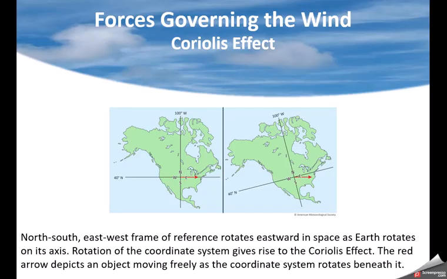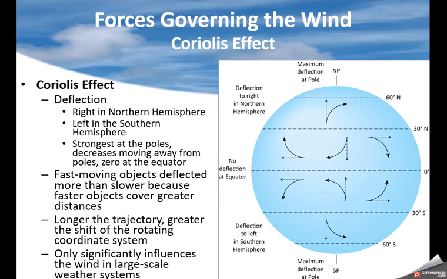If I'm at the equator, the circumference is around 24,000 miles. Ballpark it. Look at the distance that person at the equator traveled compared to the person up north or down south. That generates a force on the air. That's called the Coriolis effect. So it deflects the wind. In the northern hemisphere, it deflects it to the right. In the southern hemisphere, it deflects it to the left. The Coriolis effect is strongest at the poles, and there actually is no deflection at the equator.